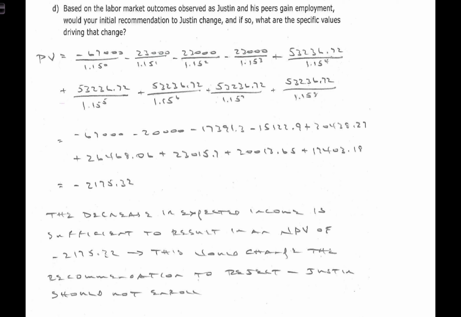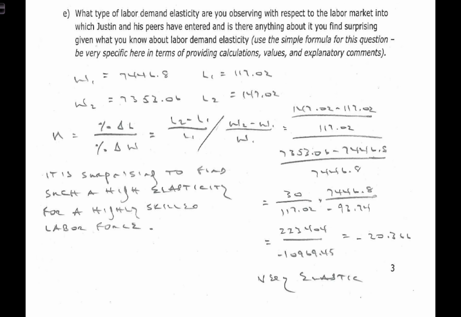If that kind of assessment had been done, let's be honest with each other, that kind of assessment is rarely done. So finally, I ask you to take a look at the labor demand elasticity on this. And we know that the original wage of W1 was 7,446.8. And that was related to an L1 of 117.02. We then know that if we have a change in this wage, that change is going to give us a W2 of 7,353.06. And it's going to be the result of the L2 having risen to 147.02.